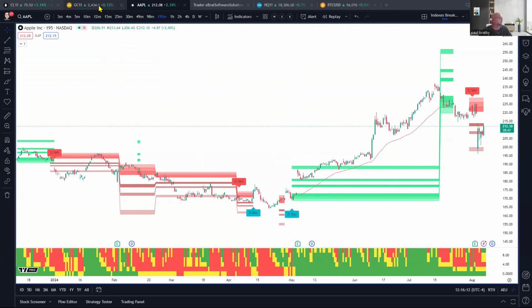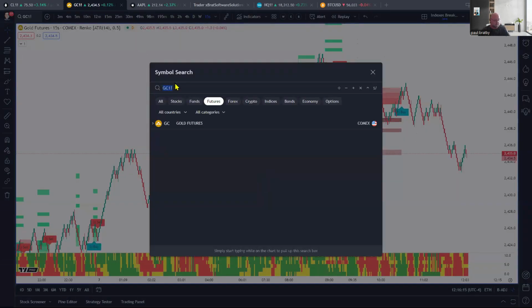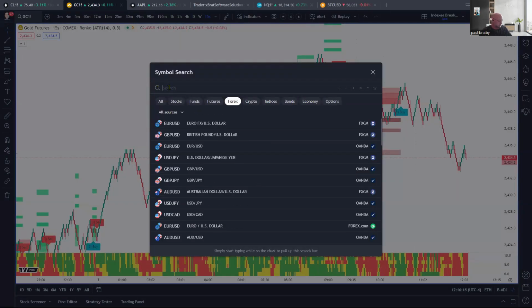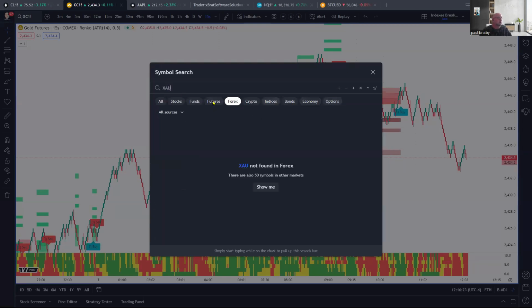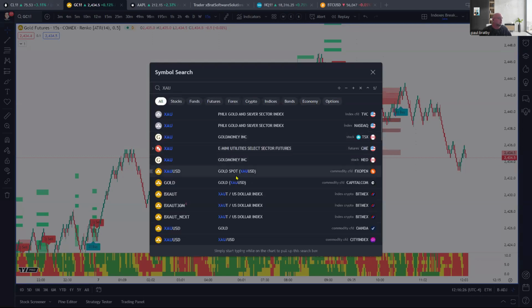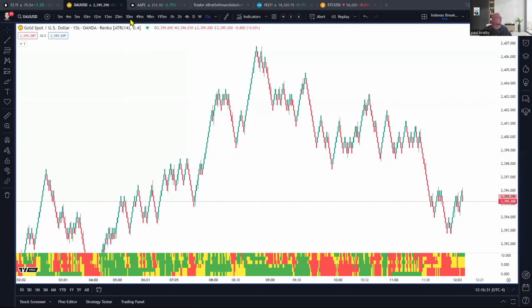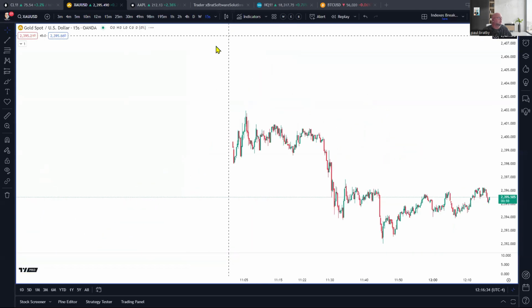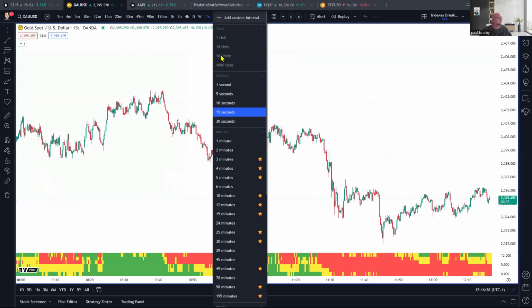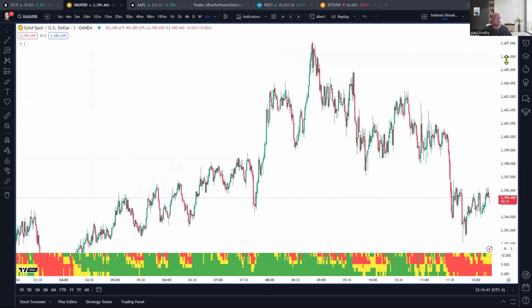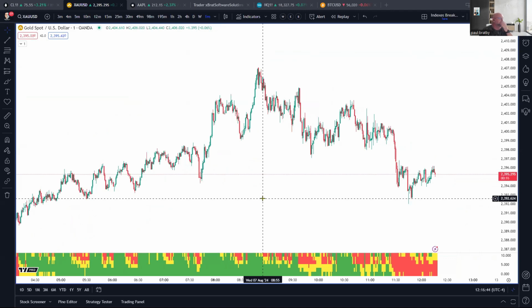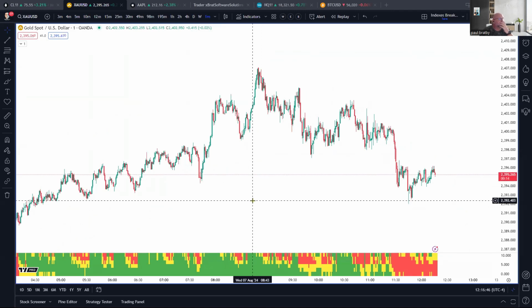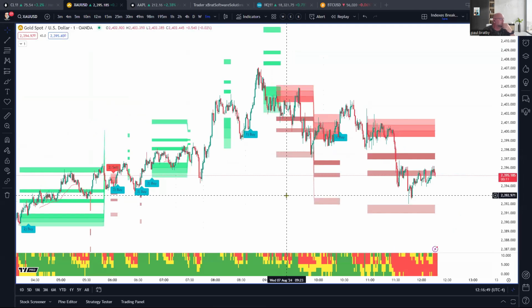XAU USD on the 1 minute. Okay, let's do that. Then I will move on. On the 1 minute. So let me just take it off Renko. It's a bit scrappy, probably needs cleaning up, different type of time frame.